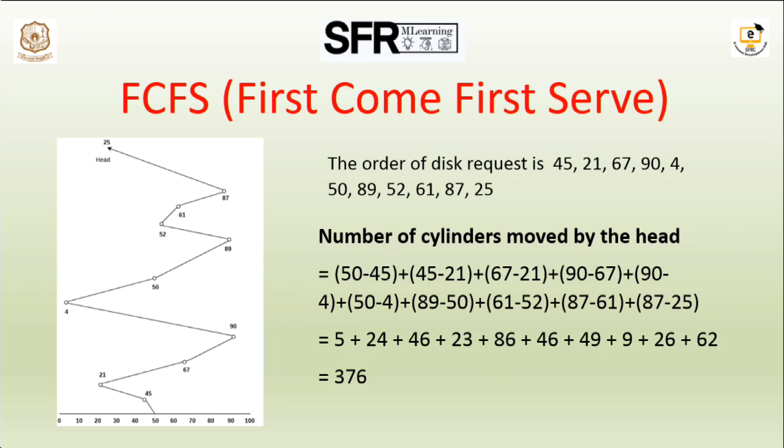First, see this picture. Here the position starts with 50, then moves to 45, then to 21, then to 67, then 90, and likewise till 25. So the requests are processed in the order in which they arrive. The number of cylinders is calculated using the formula, the difference between each movement, for example 50 minus 45, plus the summation of the differences. So overall 376 is the number of cylinders moved by the head in FCFS.